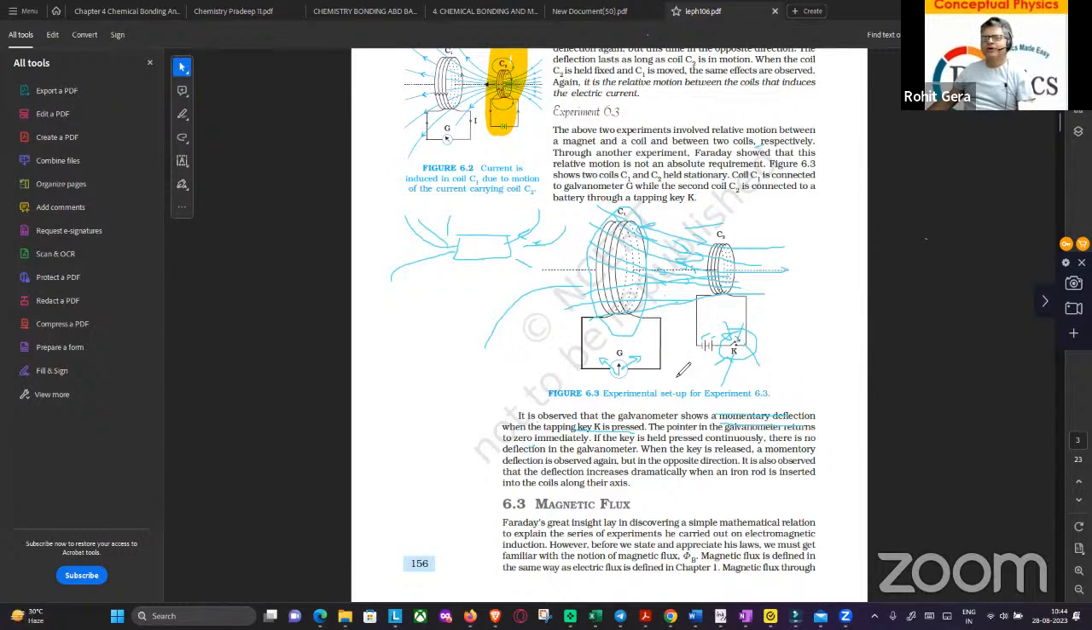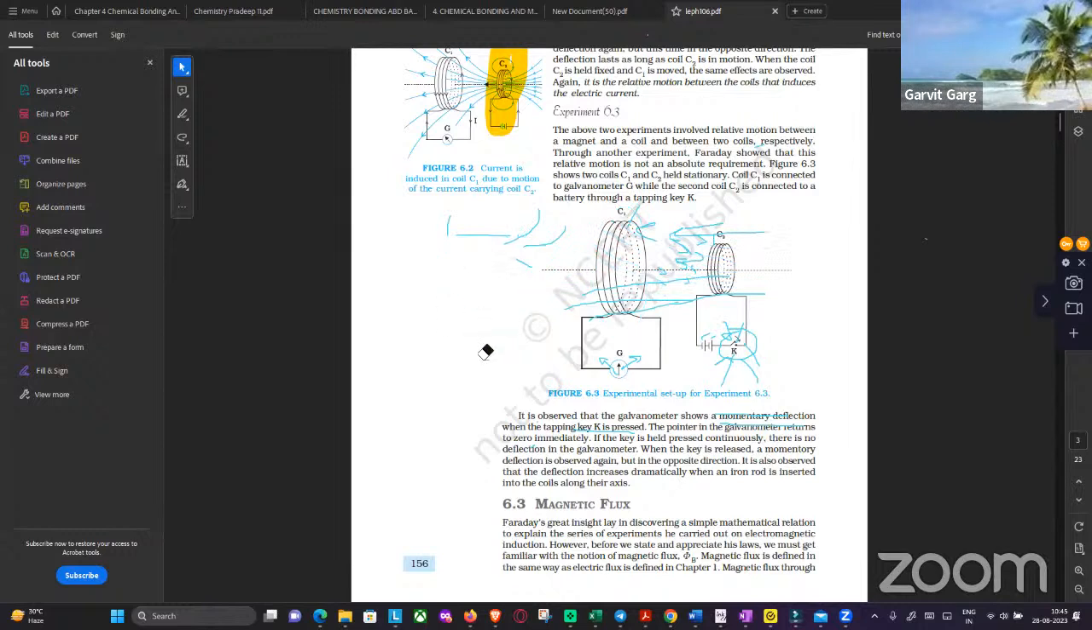on and off is also producing an EMF in this coil and the motional part, which is a relative motion between the two, is also producing an EMF. So two EMFs are getting generated in C1 because of this combined technique of on-off of this key and the relative motion between the two magnetic coils. Okay. Yeah.